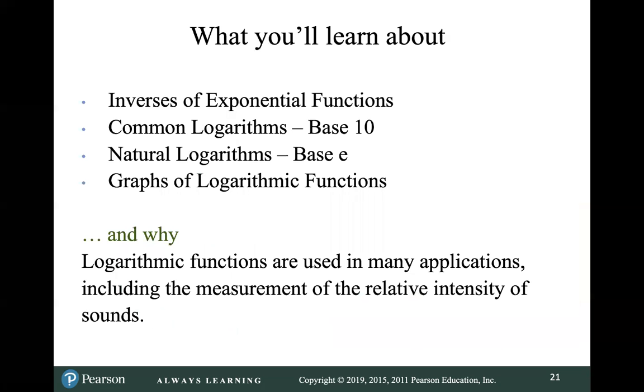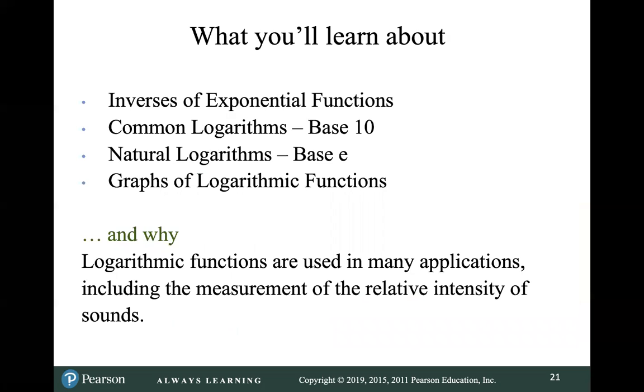So in this section, we're going to look at the inverses of exponential functions, and then we'll look at the special cases of common logarithms, which is base 10. We're going to talk about what that means, and natural logarithms, which is base e. Again, we'll talk about what that means. And then we're going to look at just a brief example of graphing logarithmic functions.